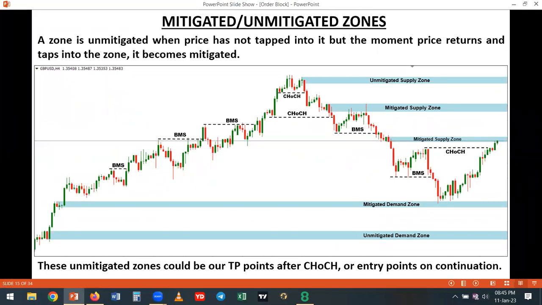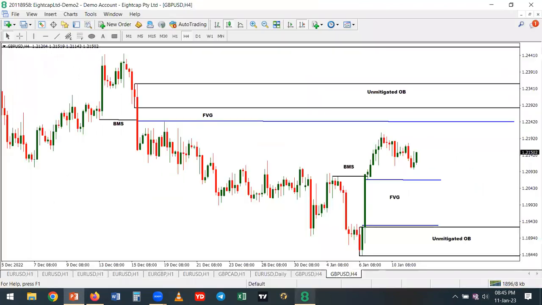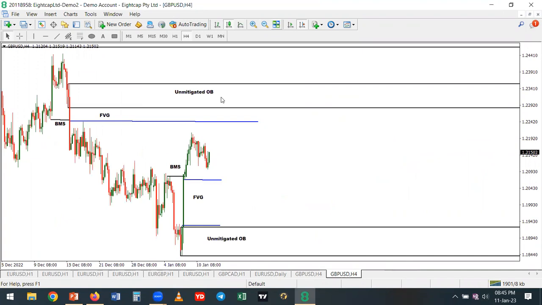Talking about mitigated and unmitigated order blocks, I've already explained this at an earlier time. All right, a zone is unmitigated when price has not tapped into it. But the moment price returns and taps into the zone, it becomes mitigated. Now let's use this chart to explain this further.